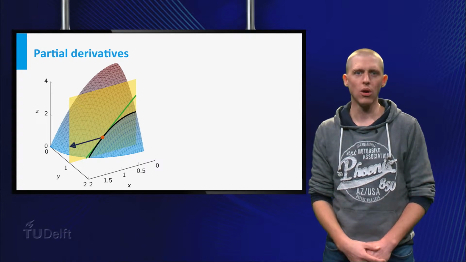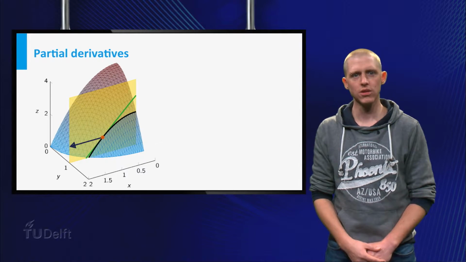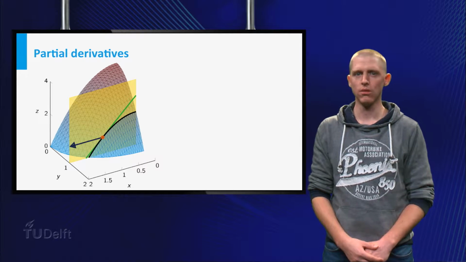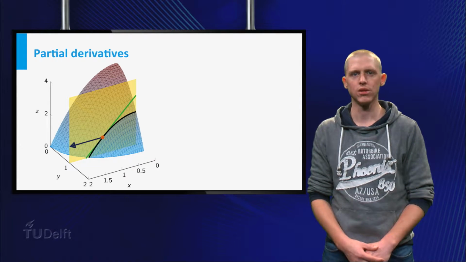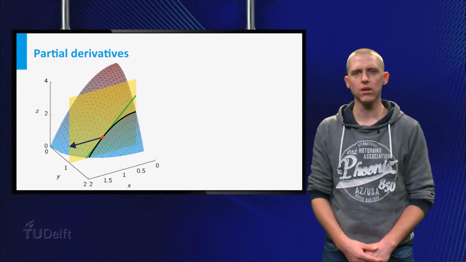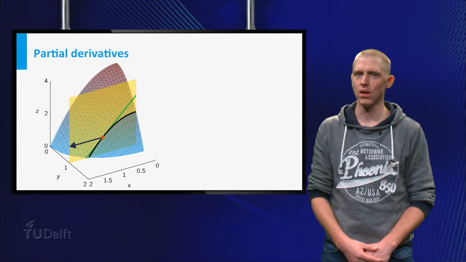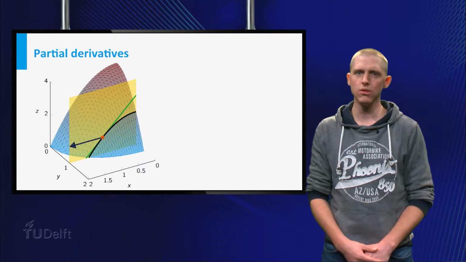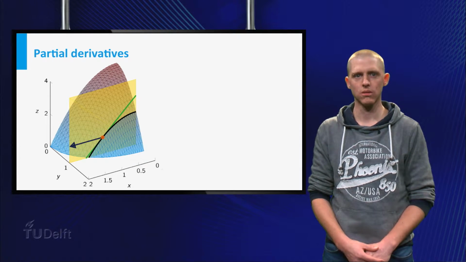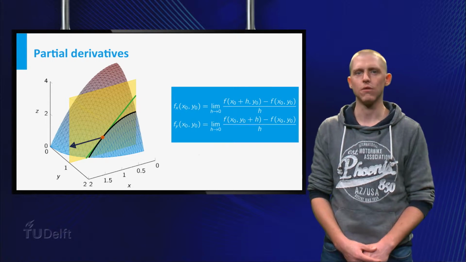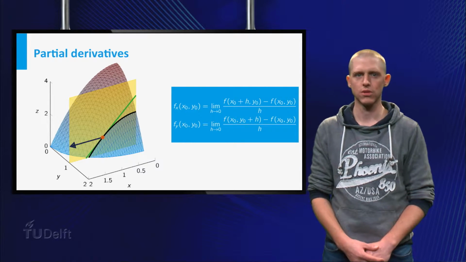You can find the partial derivative with respect to x at a point x0, y0 by drawing a vertical plane parallel to the x-axis and through the point x0, y0. If you then look at the intersection curve between this plane and the surface z equals f of x and y, you can use a tangent line to calculate the partial derivative with respect to x. This finally gives you the definition of the partial derivatives.